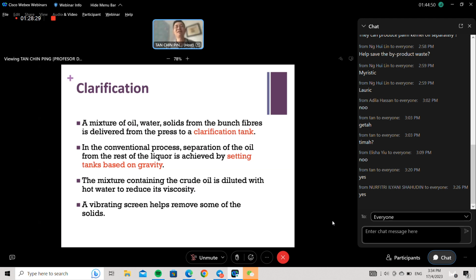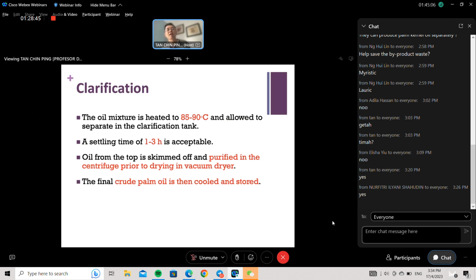Just like you can imagine your ground coffee: you pour hot water, but you don't want the ground coffee in your coffee, so you use a sieve to remove the ground coffee. It is an almost similar process for clarification. So the oil mixture together with hot water usually requires heating up to about 85 to 90 degrees in the clarification tank. Let it sit for 1 to 3 hours. You are basically asking gravity, hey, help me do the separation. Gravity works on density difference, so they are going to separate accordingly.